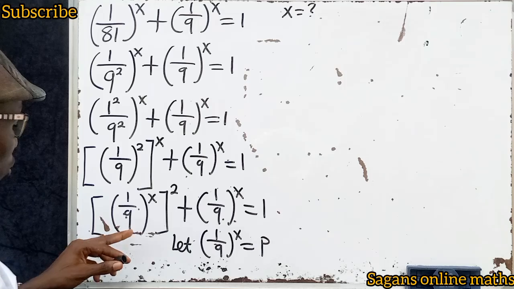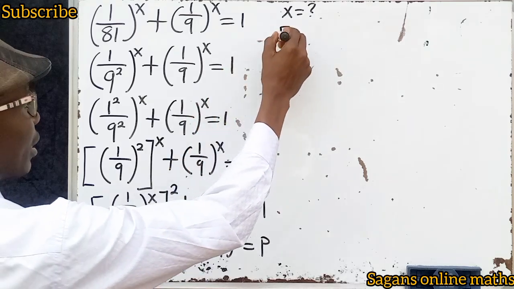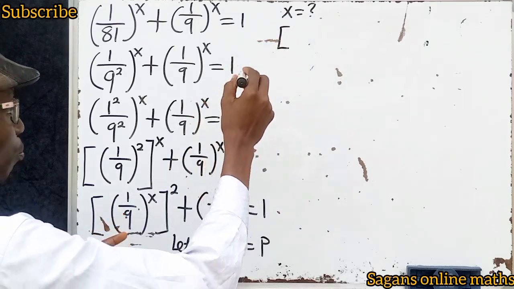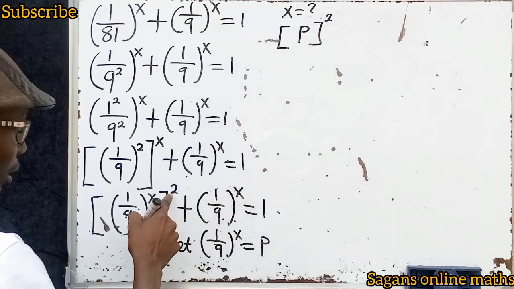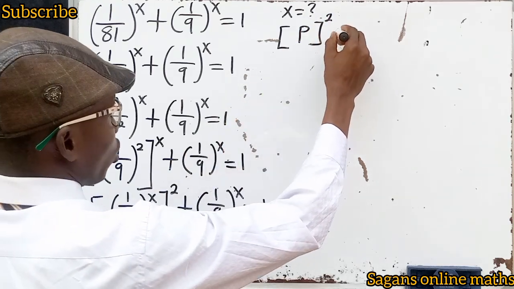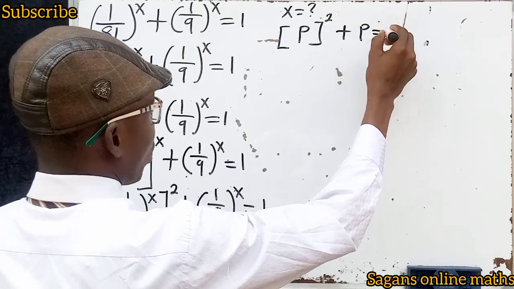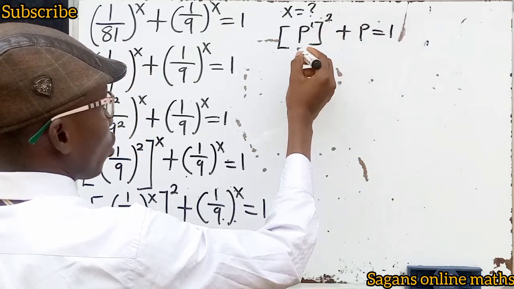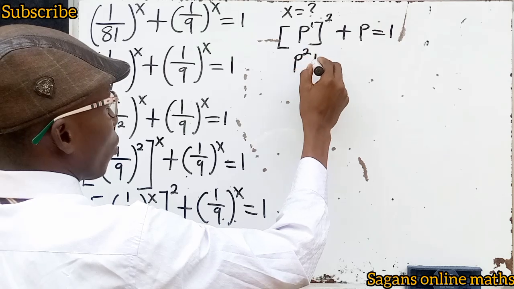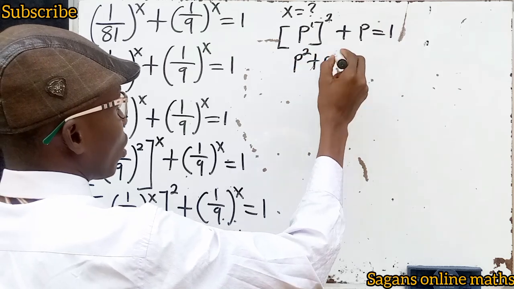Now in place of this, look at, all this is now P. So now this is P to the power of 2, as you can see the power here was 2, then plus P equals 1. Now remember that the power of this P is 1. So 1 times 2 gives us P to the power of 2 plus P equals 1.